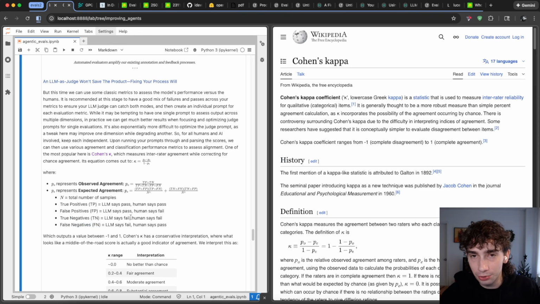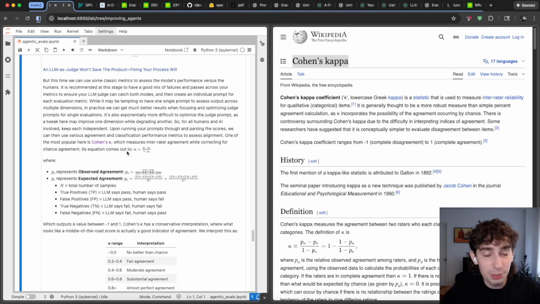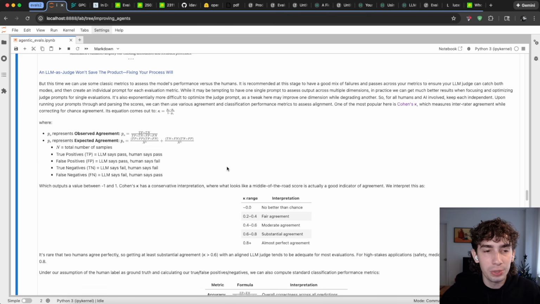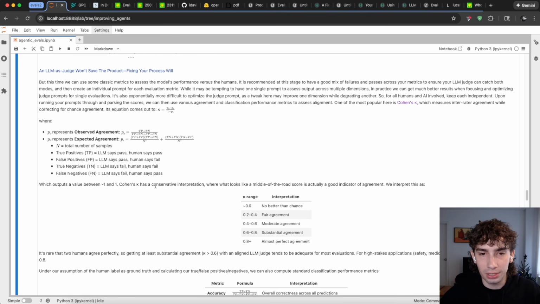With this, we can do all sorts of stuff. One of the more common inter-rater agreement coefficients that we could use is Cohen's kappa here, which measures the inter-rater agreement while correcting for chance agreement. Looking at our observed agreement minus our expected agreement, all over 1 minus the expected agreement, we get a value between -1 and 1.